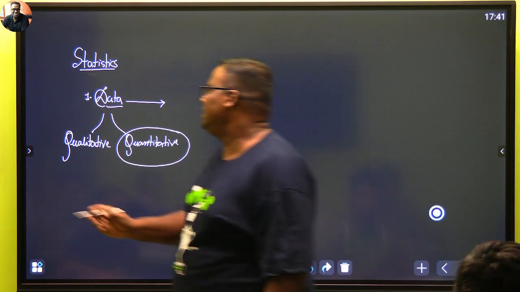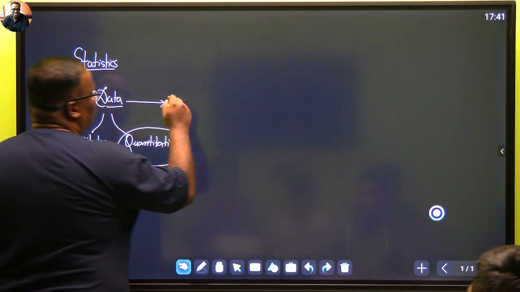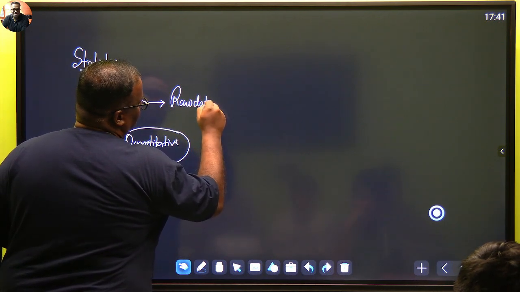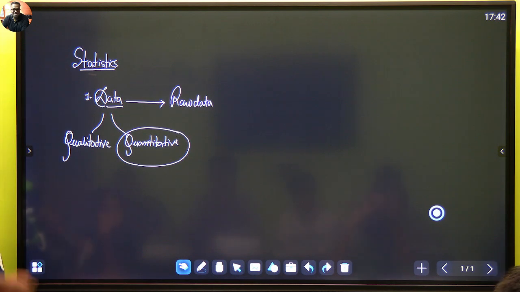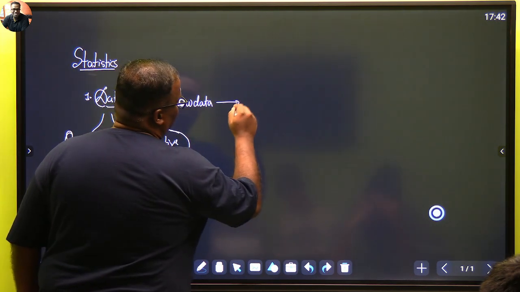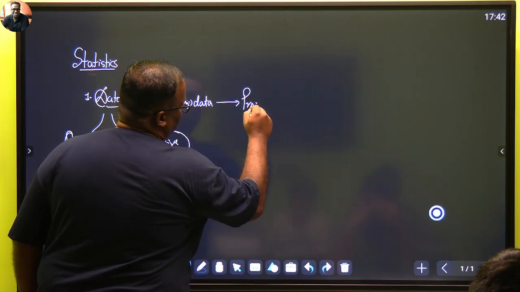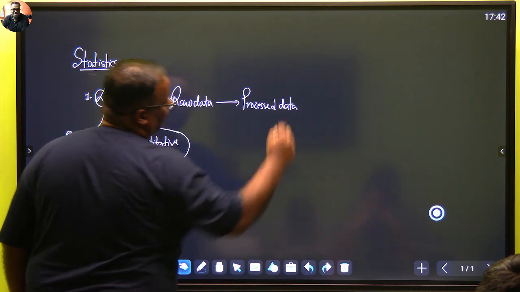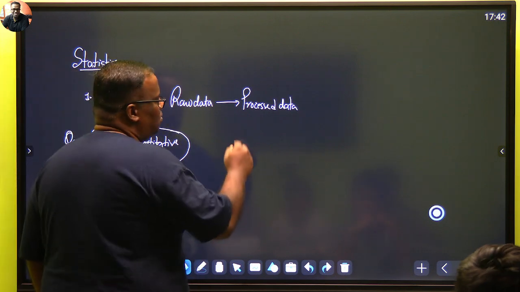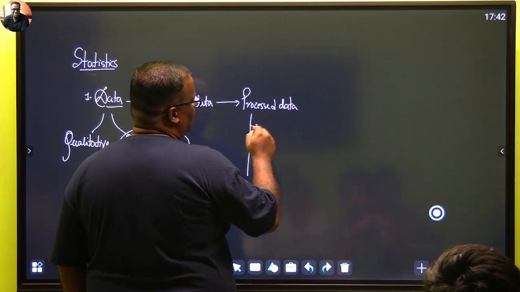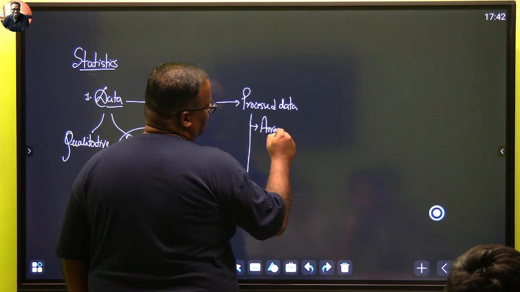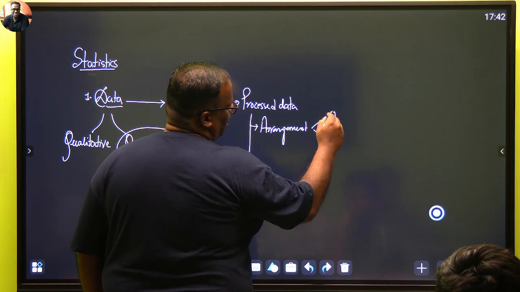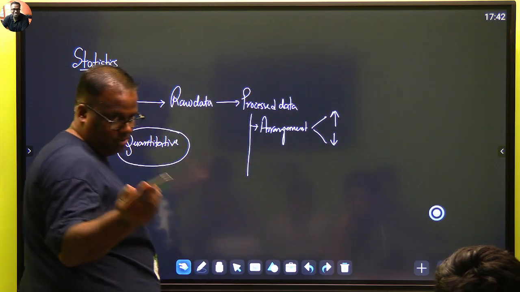So once data comes, this data that we get, we call it raw data. Raw data is not useful for us. What do we have to do with this raw data? We have to make it processed data. Actually, what do you want to do? Now this processed data can be in many ways. It can be an arrangement, and this arrangement can be, say, I have arranged them in ascending or descending order. That can be one.